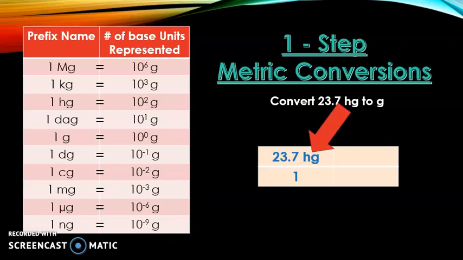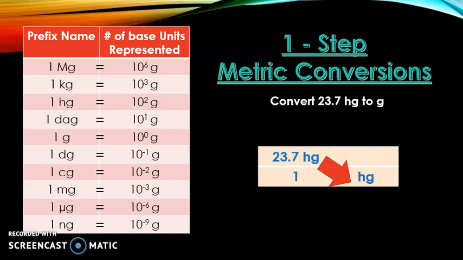The second step of metric conversions in this field goalpost system is to take that unit, hectogram. I don't want that unit anymore. I want it to be able to cancel out. So I'm going to place it on the bottom of the next fraction. So hectograms I know must go to the bottom of my second fraction to be able to take advantage of that property of multiplying fractions, that you can cancel out anything that's the same between the top and the bottom.